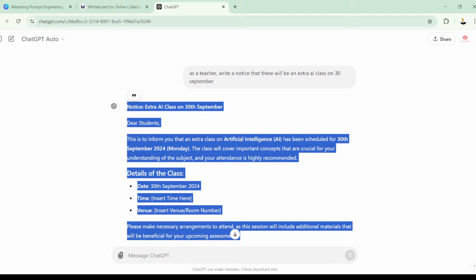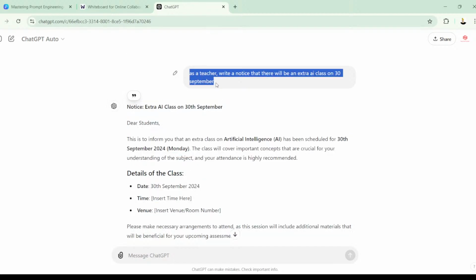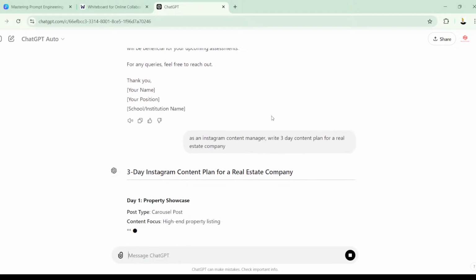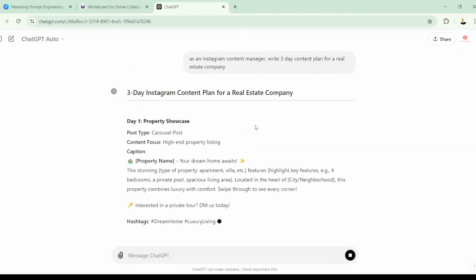Where do we use these kinds of prompts? This is a general response that I have given you as a teacher. You can use a more specific prompt. Let's say, as an Instagram content manager, write a 3-day content plan for a real estate company. So now ChatGPT will play the role of an Instagram content manager, right?